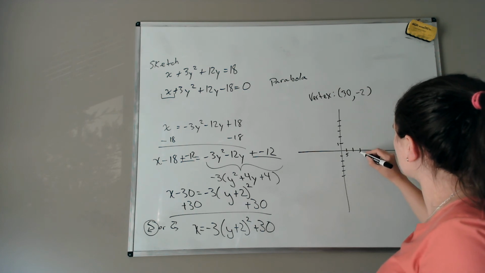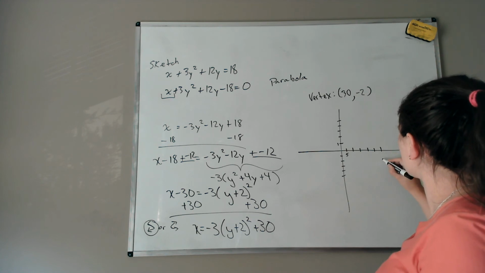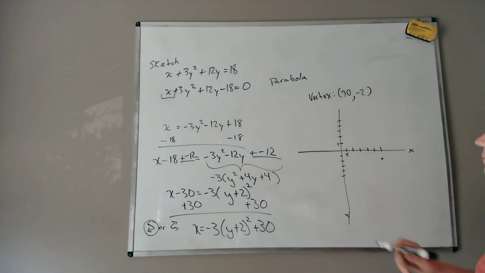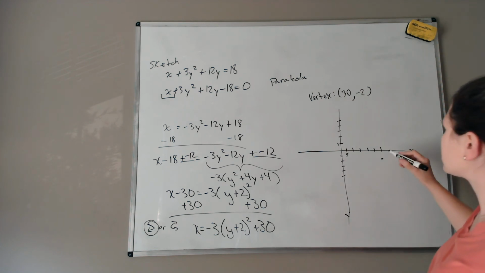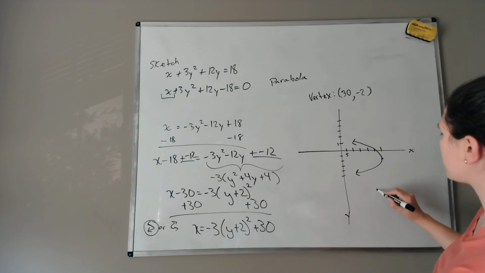10, 20, 30, 30, negative 2. A bit skewed, but that's okay. Otherwise, we won't be able to fit. Okay, and so this opens to the left. And so we need the focus.